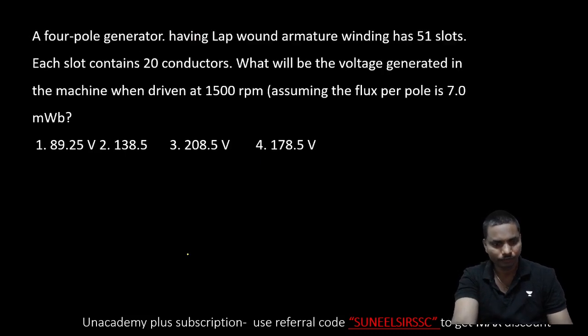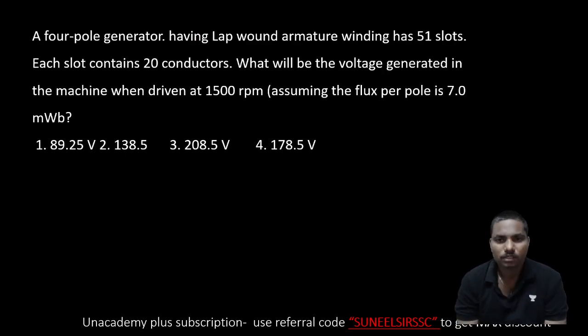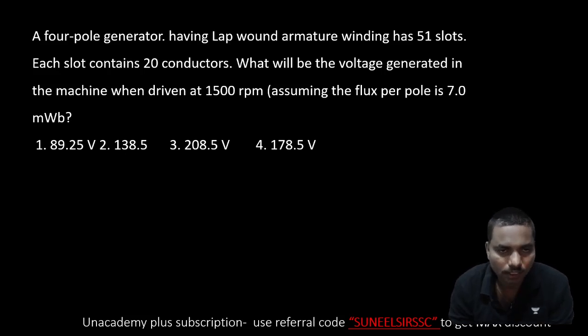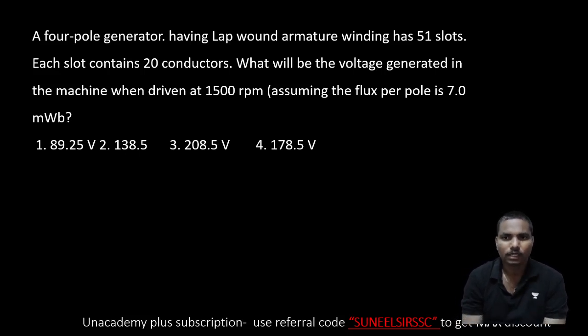Coming to the next one. A 4-pole generator having lap wound armature winding has 51 slots. Each slot contains 20 conductors. What will be the voltage generated in the machine when driven at 1500 RPM, assuming the flux per pole is dash? I think already we have done this type of question. So the answer is option D. No need to discuss again.